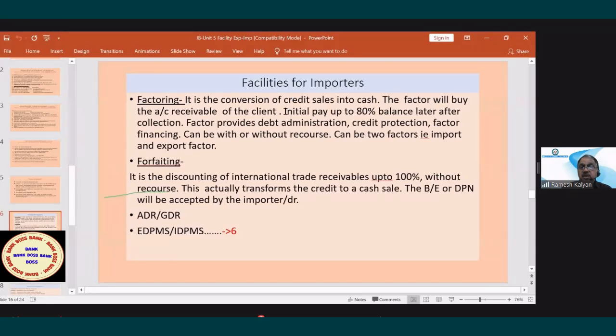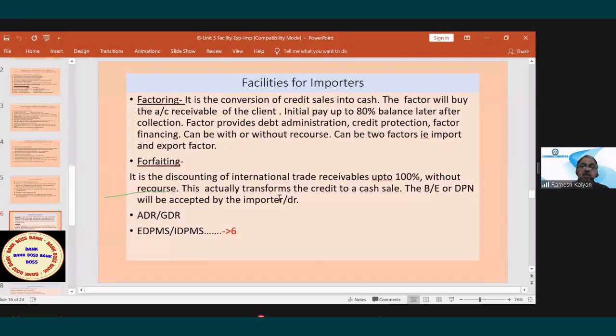It is with recourse, it is without recourse. And ADR, GDR, these are American Depository Receipt and Global Depository Receipt. So, the difference between with recourse and without recourse: with recourse means in case the debtor doesn't make the payment, he can come to the creditor. Here he cannot, without recourse, he cannot come to the creditor. The forfeiter has to proceed against the debtor directly. Okay?